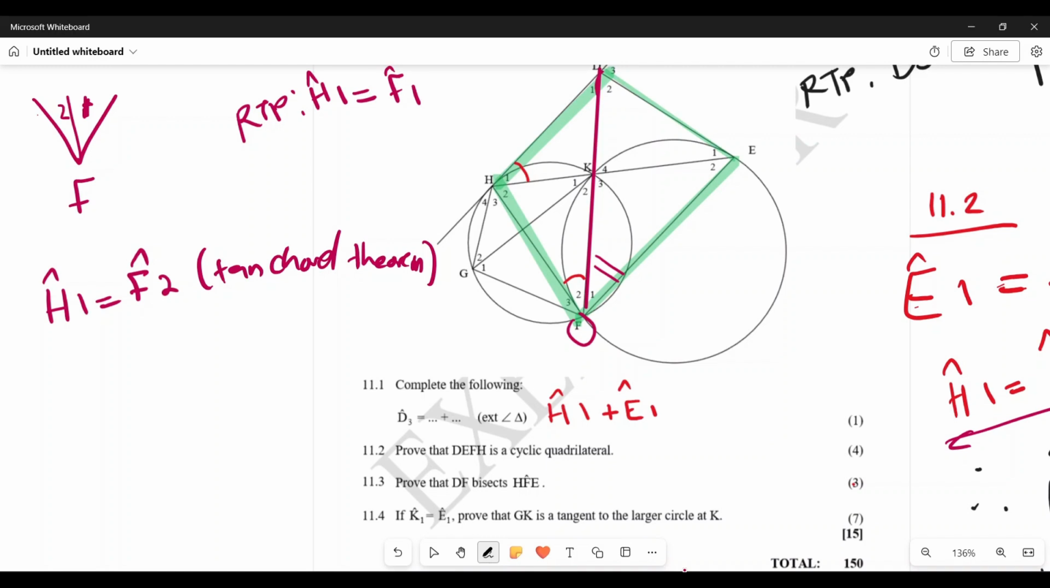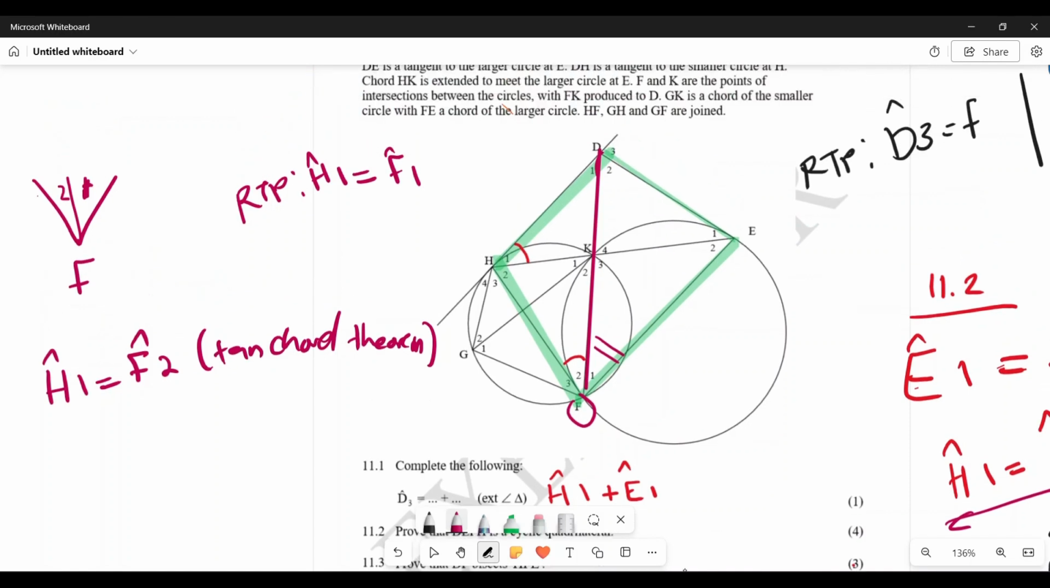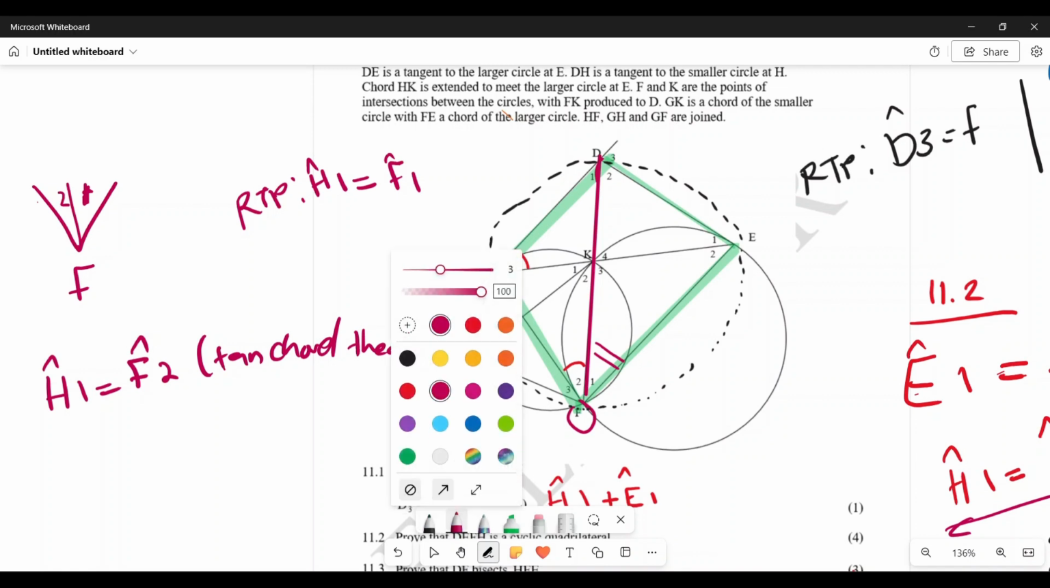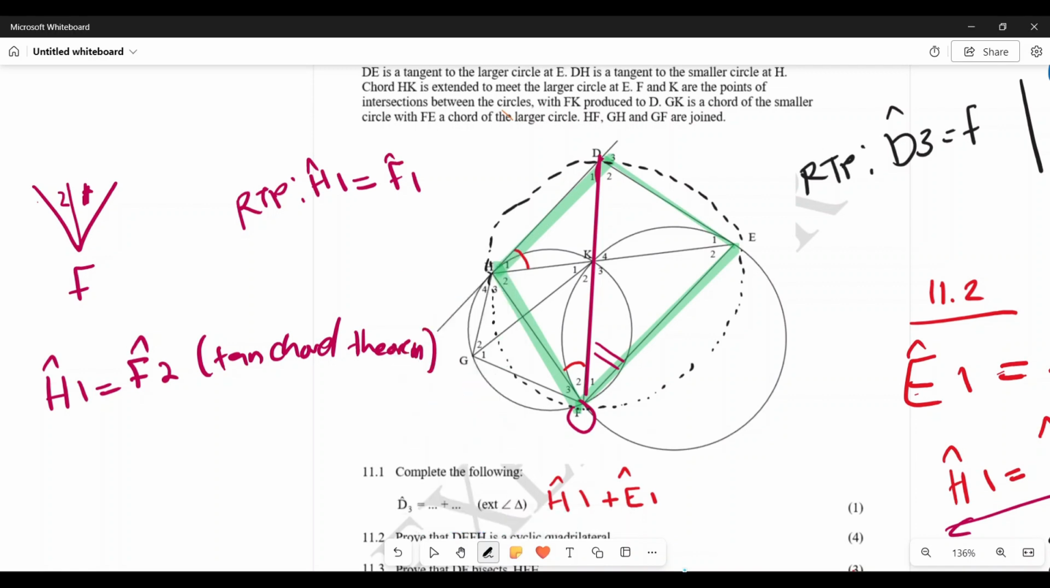Now, how am I going to go about doing that? Let me see how I can interlink the two together. Remember, this highlighted in green is a cyclic quad, so it means that there is an imaginary circle here. Let me just try and draw the circle, my imaginary circle with dotted black lines. If this is my imaginary circle, it simply means that I can apply circle theorems in this instance.